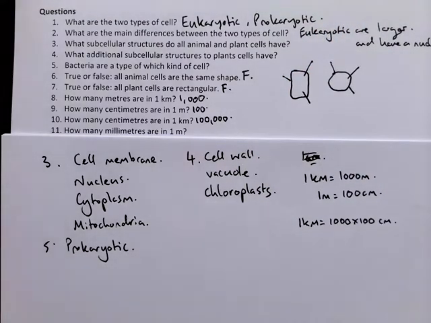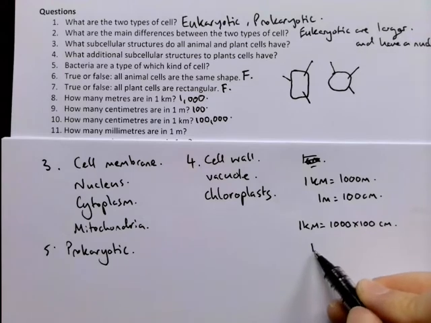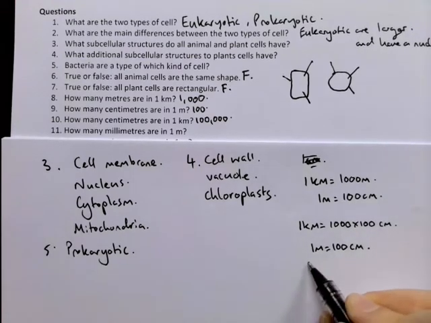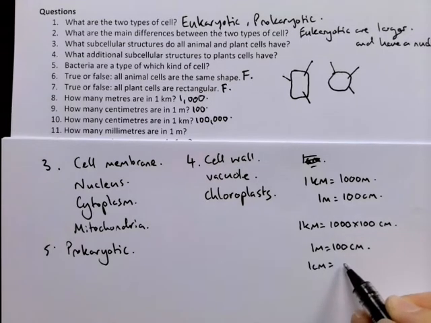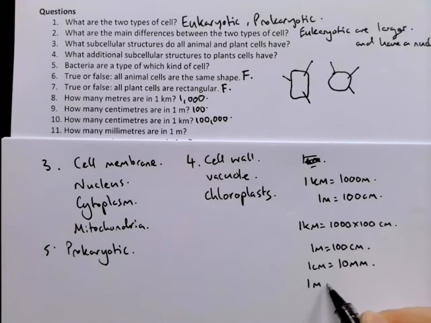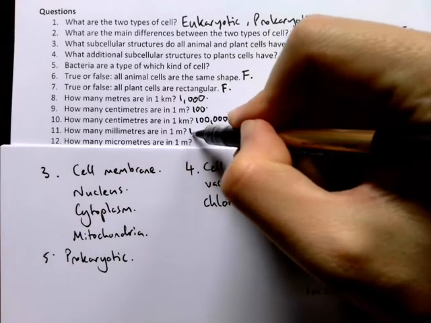Okay. How many millimetres are in 1 metre? So, let me think now. So 1 metre equals 100 centimetres, and 1 centimetre equals 10 millimetres. So that means that 1 metre equals 100 times 10 millimetres. Okay, so that is 1,000.